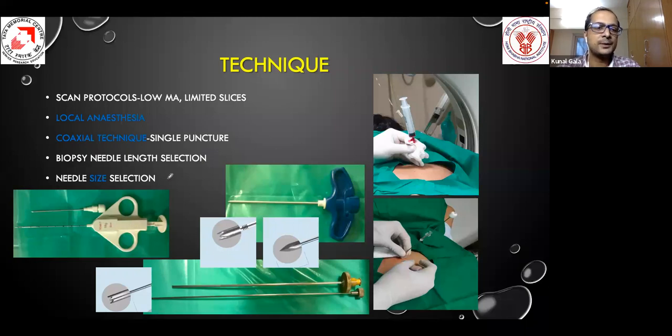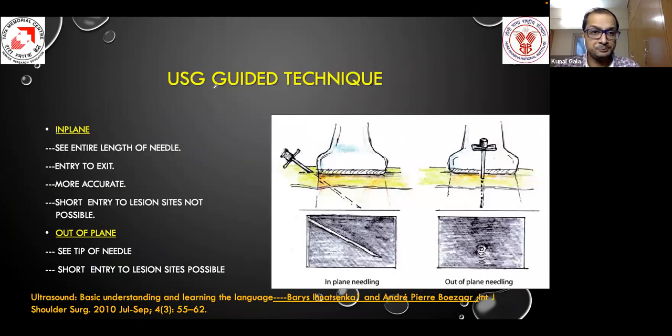The needle size also matters. If it is in a critical position, then we use a smaller gauge needle. If it is a routine one, for a breast we use a 14 gauge, whereas if it is near a critical structure, you can use a 20 gauge needle. So these are the various techniques for a CT guided procedure.